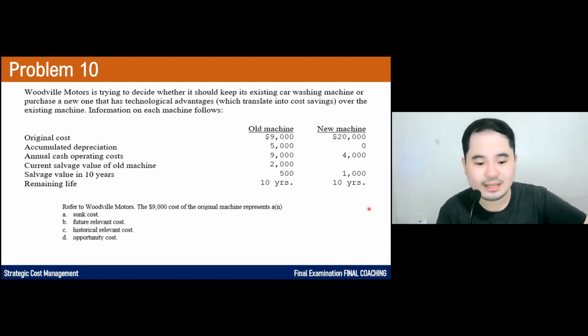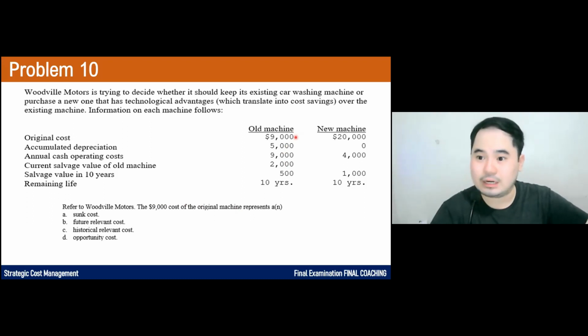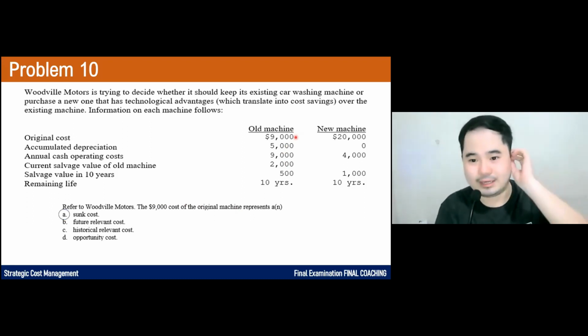Okay, next. Yung 9,000 naman daw na cost ng original machine, binili mo daw dati yung old machine for 9,000. Ano daw po tawag natin dyan? Sunk cost po siya. Bakit?